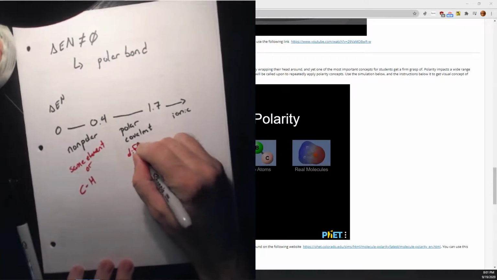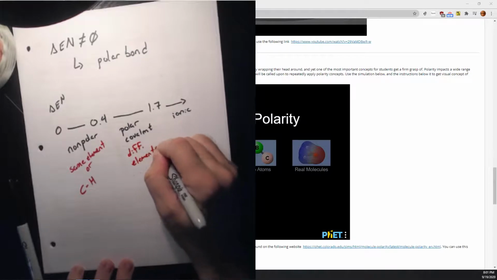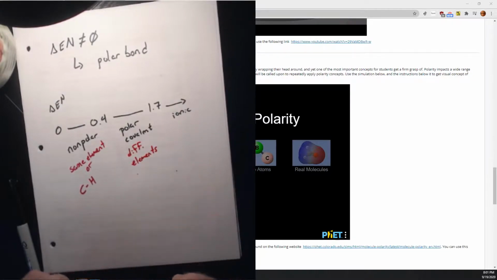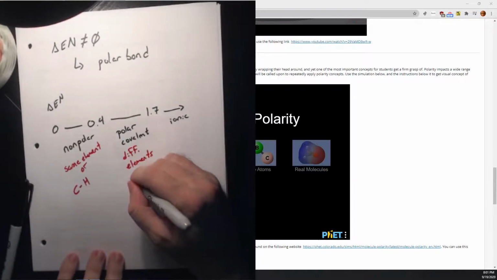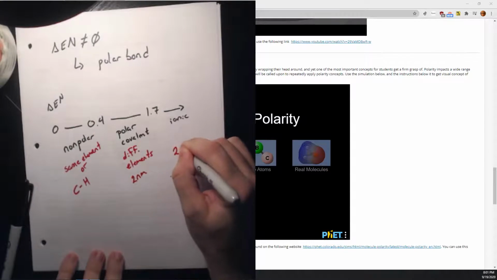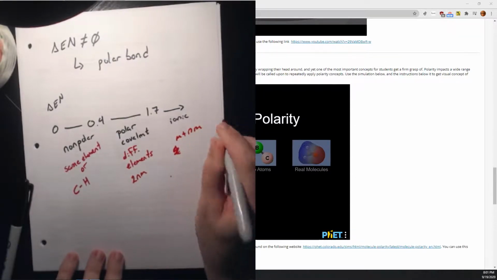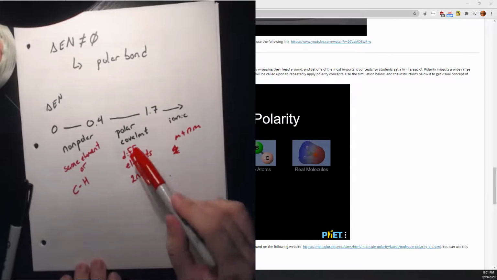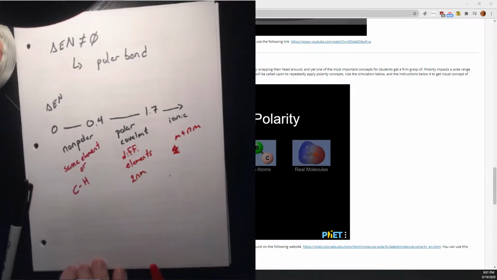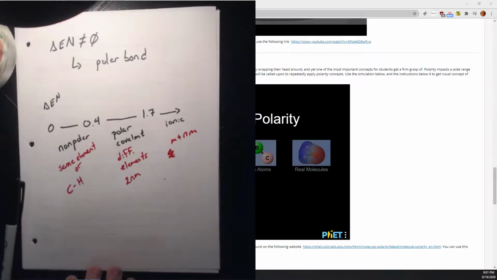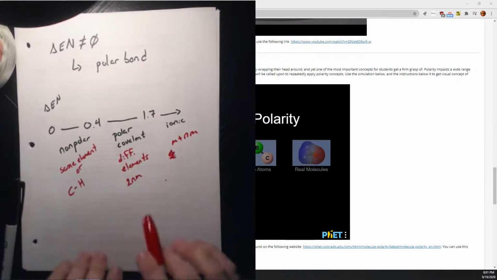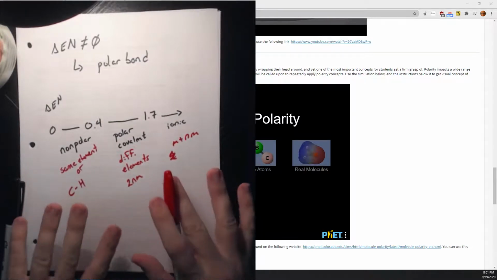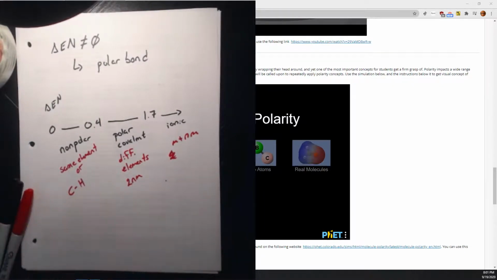Polar covalent means that they are different elements, except for carbon and hydrogen. And finally, an ionic bond would be a metal plus a nonmetal. So polar covalent is technically different elements, but they're both nonmetals. Ionic compound, metal plus a nonmetal. And again, you can get all sorts of things that would change this up, but these are the rules of thumb, just the basics that you should know.